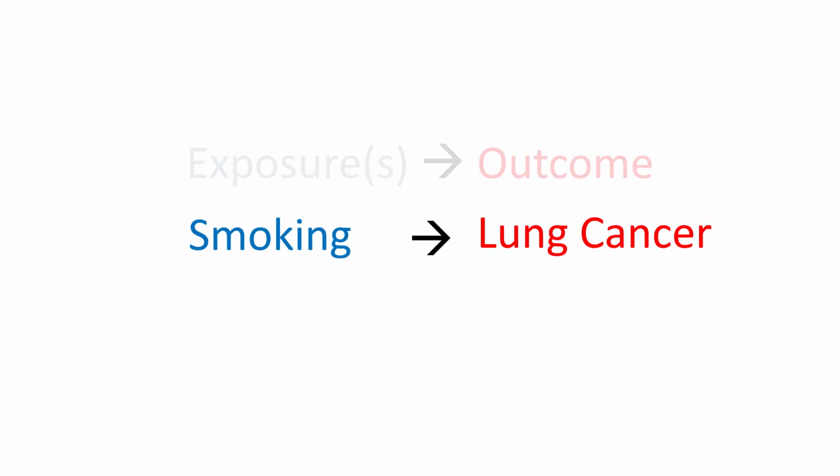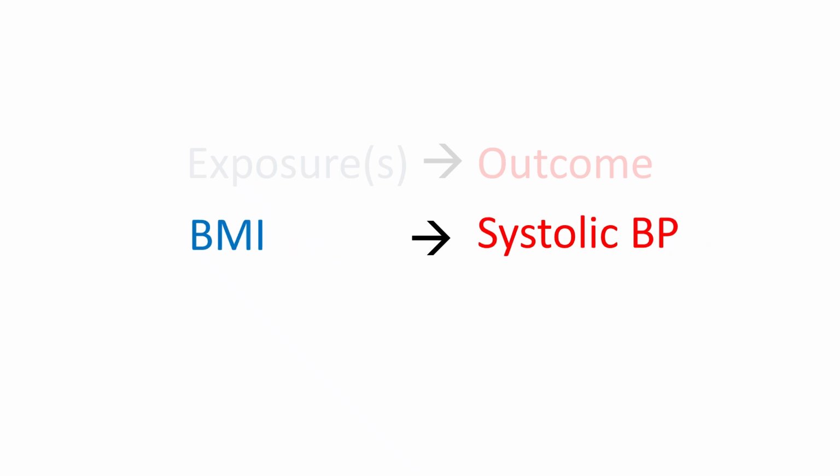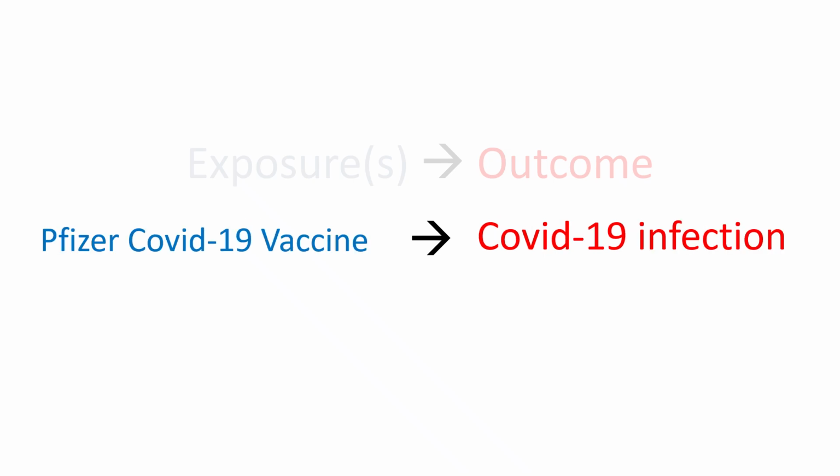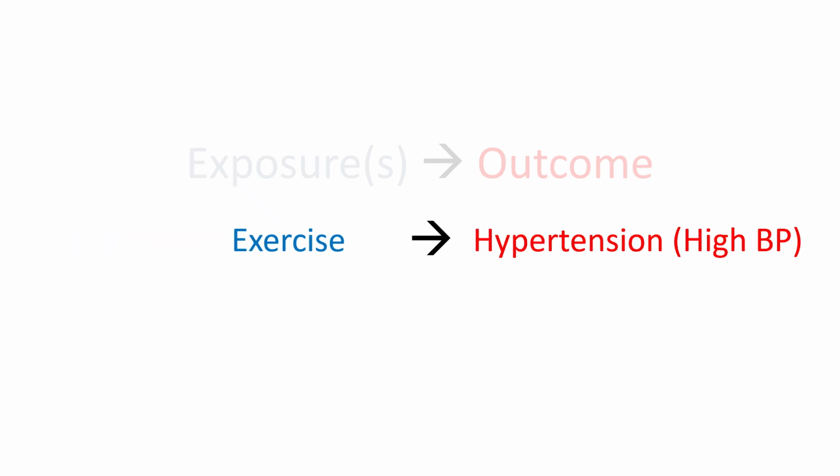For example, we might be interested in knowing if the exposure smoking is associated or correlated with lung cancer or not, or if BMI is associated with systolic blood pressure. The Pfizer company might be interested in doing an experiment to see if their manufactured COVID-19 vaccine can in fact reduce COVID-19 infections. Does exercise help control hypertension?